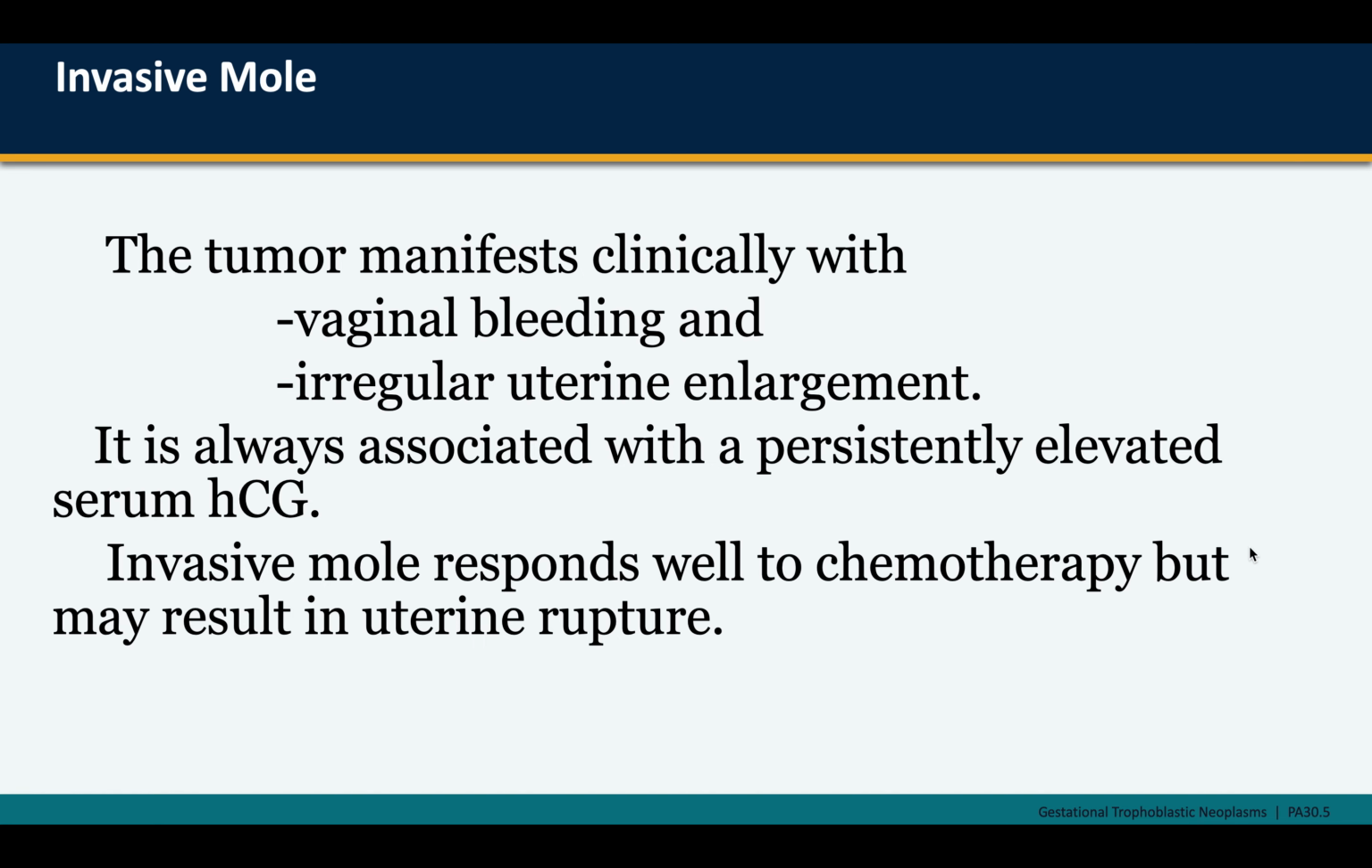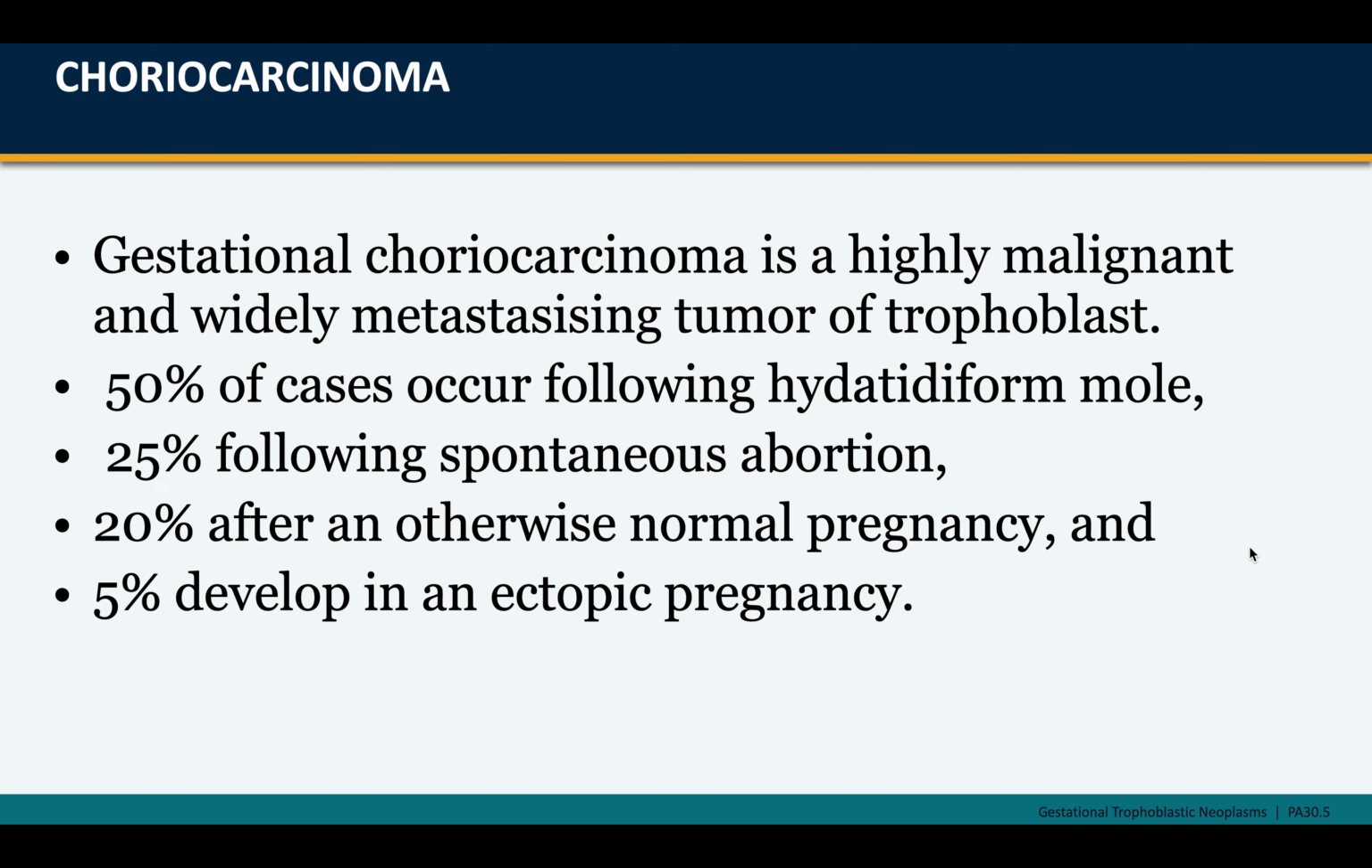They can again present with vaginal bleeding, uterine enlargement, and again there will be HCG level which will be higher in value. Then going to the malignancy of the placenta, that is the choriocarcinoma.